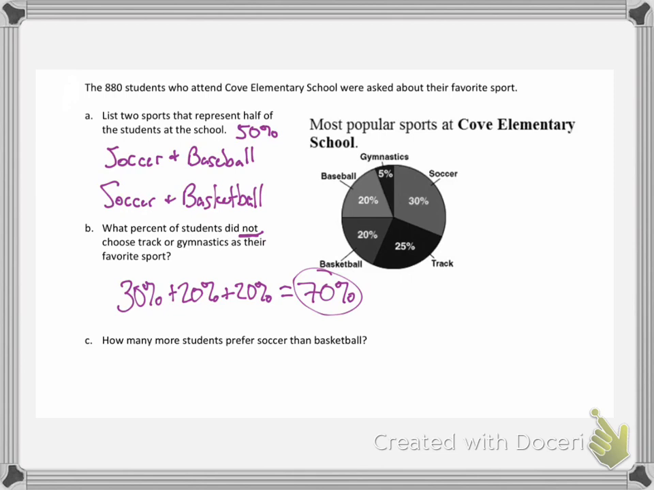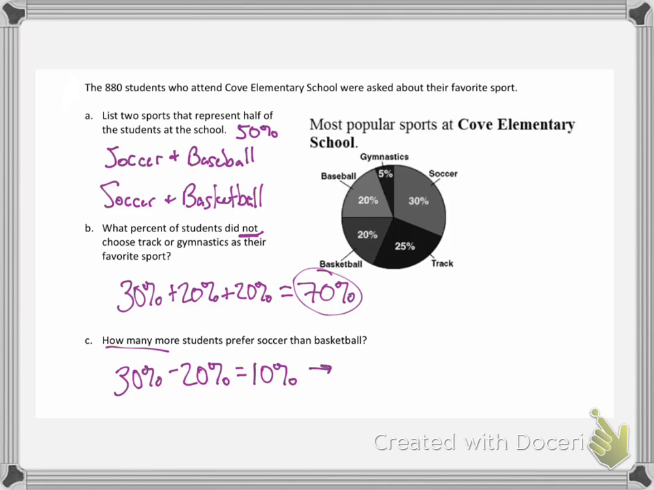Part C, how many more students prefer soccer than basketball? So this is pretty similar to the Part C question on the last example. So again, how many more? We're going to subtract. So soccer over basketball, that means 30% for soccer, 20% for basketball. I want to find the percentage difference first. In this case, it'd be 10%.